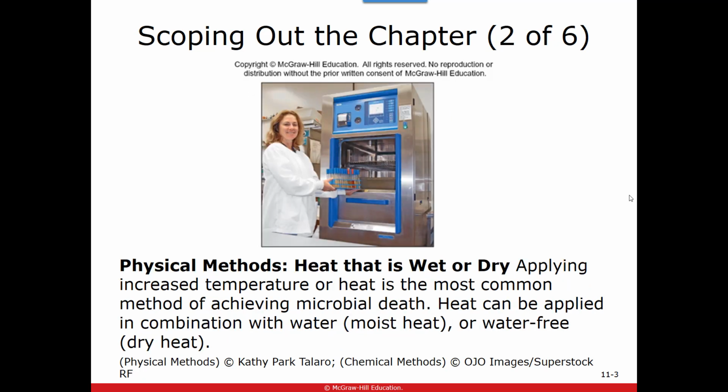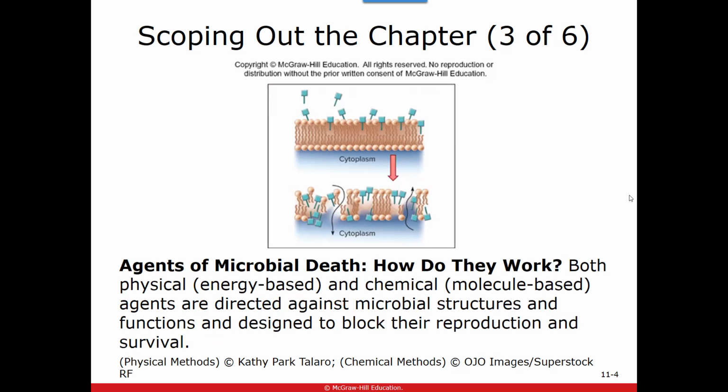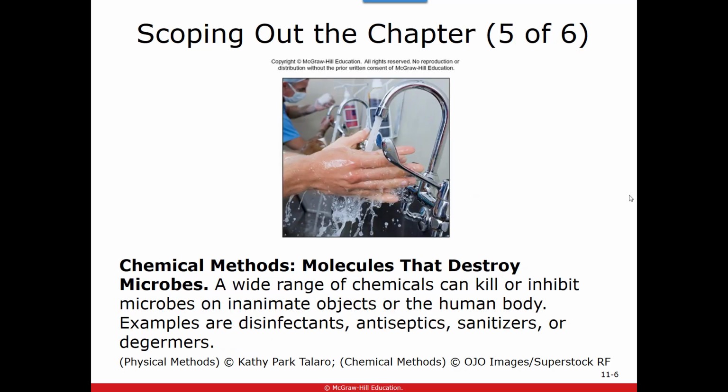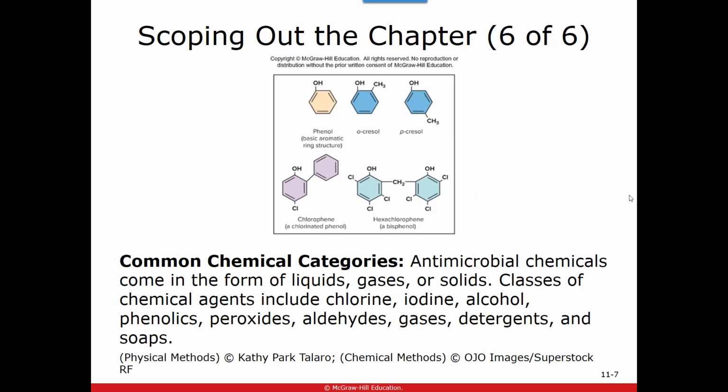We're going to talk about some of the physical methods that we can use to kill different organisms. We're going to talk about how different agents work to kill. They don't all kill in exactly the same ways. We're also going to talk about some physical methods to kill organisms like radiation, and then about different chemicals that can destroy microorganisms, including some chemicals that are commonly used at home as well as in the healthcare setting.